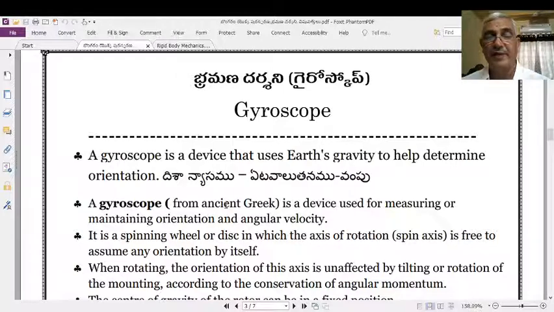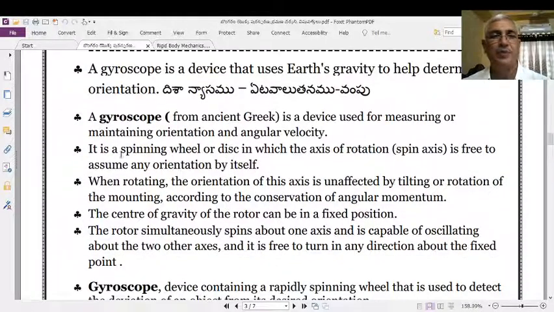What is the basic use of the gyroscope? It uses the Earth's gravity, and by means of Earth's gravity it will make precessional motion. There is also another kind of motion that comes in, that is nutation. We will see all these things step by step, but in the beginning, it is used to determine the orientations of different places. The word gyroscope is derived from ancient Greek.